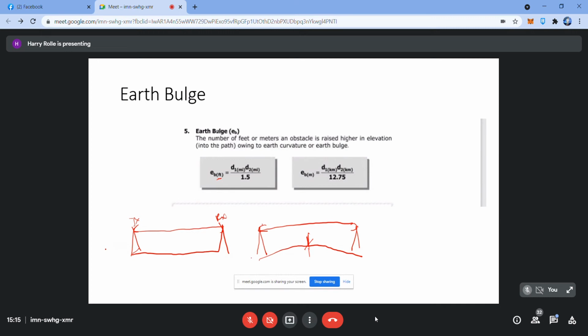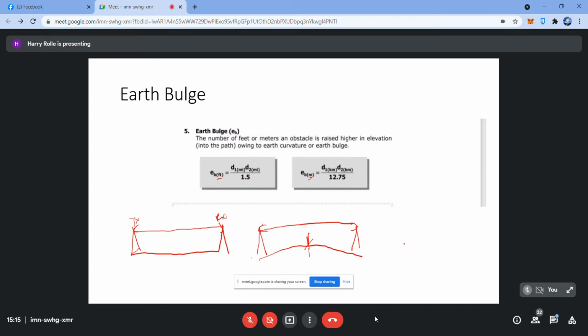So as I said earlier, we have two different formulas for Earth bulge. We have one in feet and the other one in meters. So we have D1 multiplied by your D2 in miles, this is in miles, all over 1.5.